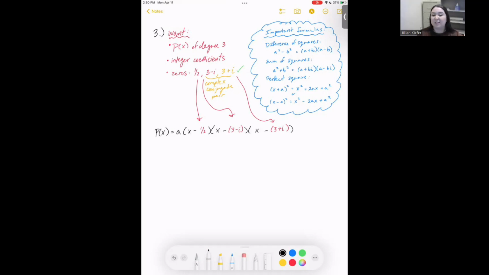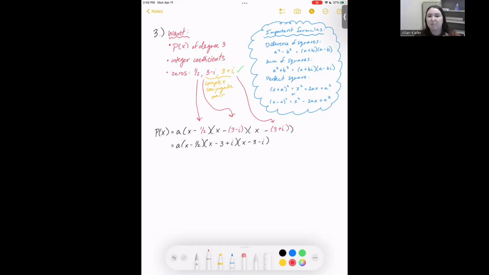When we get rid of the parentheses, remember we're distributing the minus. So our polynomial will look like a times x minus 1/2. And now we're going to have x minus 3 plus i. We distributed that minus sign. We got a double negative. Then for the third one as well, we're going to have x minus 3 minus i.